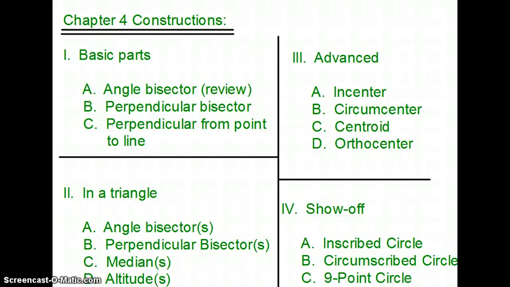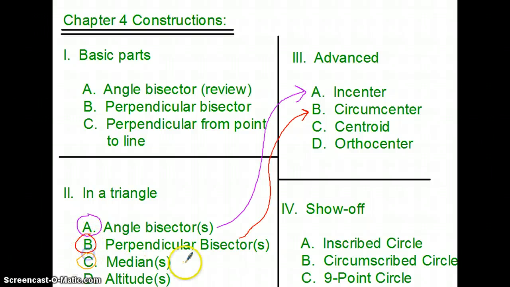Let's get rid of all the annotations here. And if you haven't noticed, angle bisector, I did this on purpose, angle bisector is the one that goes with incenter. Perpendicular bisector, if you construct three of those, they'll intersect at the circumcenter. The medians meet at the centroid, and, oh, do I have any more colors? The altitudes meet at the orthocenter, and those things kind of all go together.